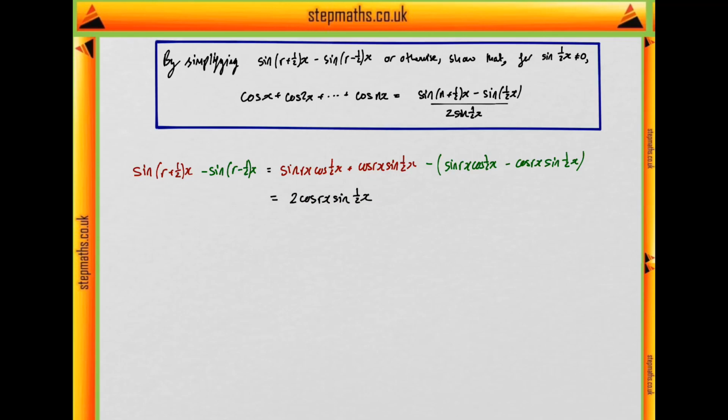so I get this. Now, because I'm summing cos of rx, it seems wise to rearrange this equation to get it in terms of cos of rx. And therefore we can just write that cos of rx is equal to this, just by rearranging this equation above.